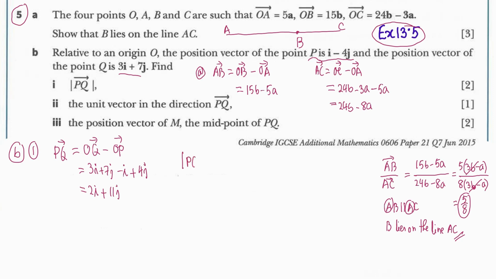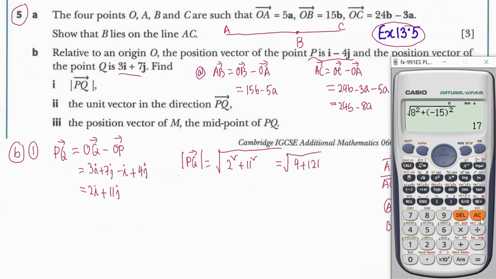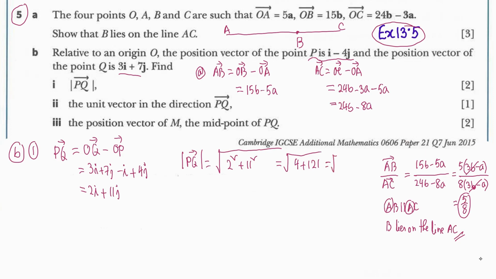Then for finding the modulus, we take the square root of 2 squared plus 11 squared, and we need the exact value. 4 plus 121, so what is our exact value? We may use a calculator to check. Root over 4 plus 11 squared gives root 125, and the final is 5 root 5. Let us write the exact value; we cannot write it as a decimal. This is the answer of the first part of this question, B1.